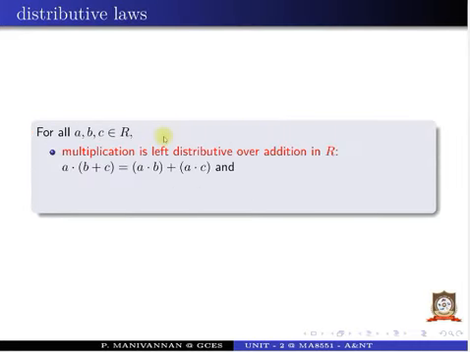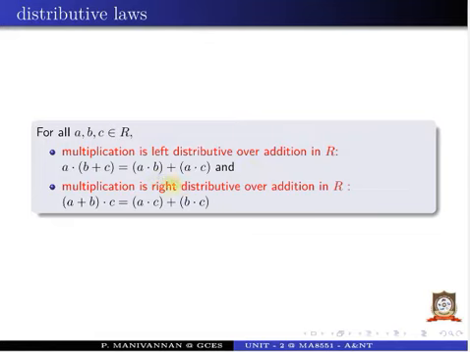Then the distributive laws. The multiplication is left distributive over addition in R. The left side is multiplication over the addition, that means inside is the plus symbol. So a dot (b plus c) equal to a dot b plus a dot c. Here a dot is multiplied to the inside. It is called multiplication is left distributive. Then multiplication is right distributive over addition in R: (a plus b) dot c equal to a dot c plus b dot c.